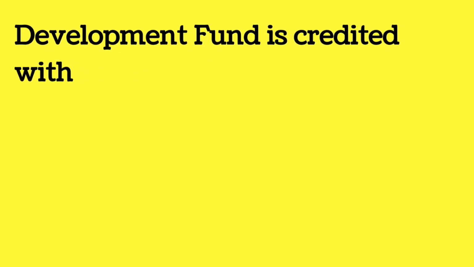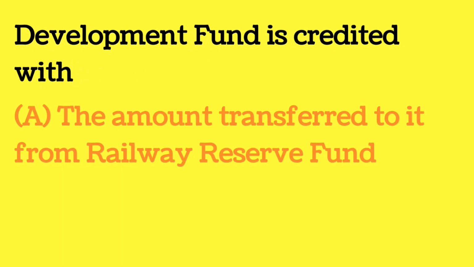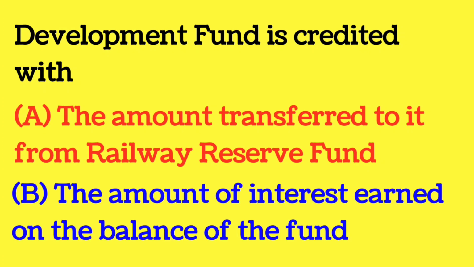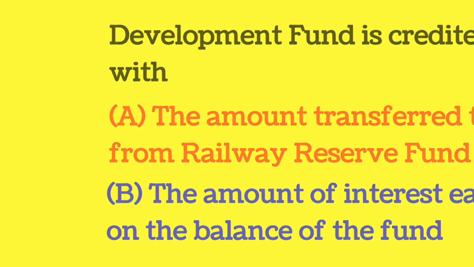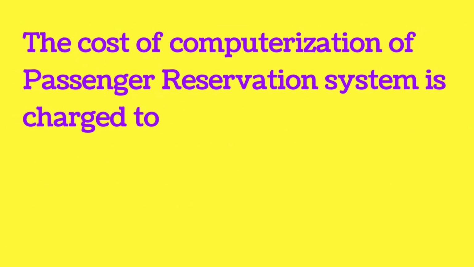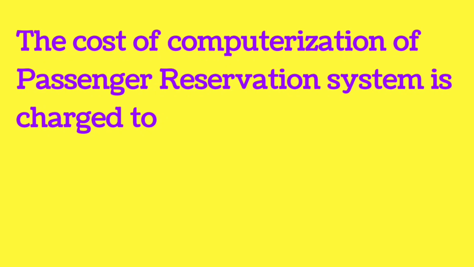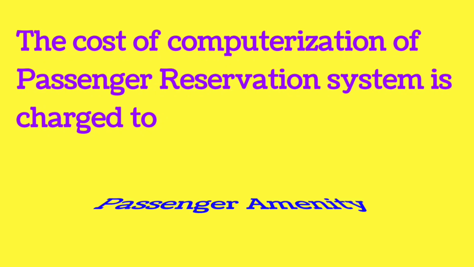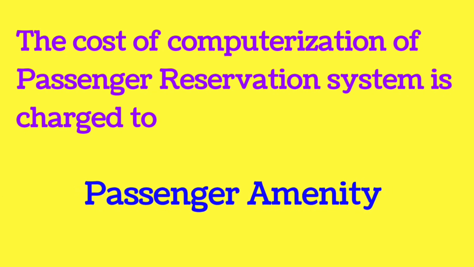Development Fund is credited with the amount transferred to it from the Railway Reserve Fund, and the amount of interest earned on the balance of the fund. So Development Fund is credited through this. The cost of computerization of passengers reservation system is charged to passenger amenity.